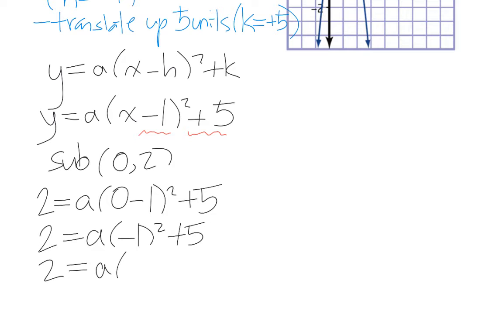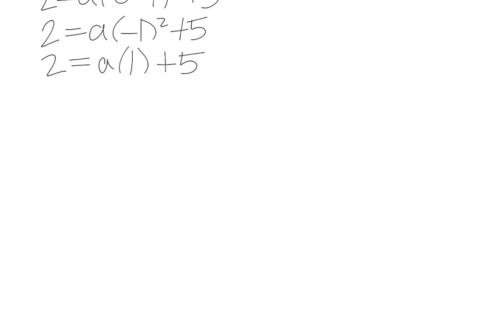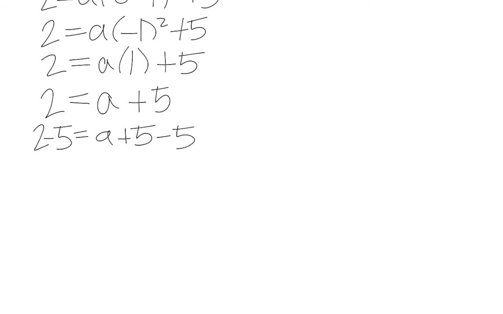Negative 1 squared is negative 1 multiplied by itself, which is positive 1. And I'm going to need more space. And anything multiplied by 1 stays the same, so that's just a. And what you need to do here is you need to isolate a, so you need to subtract 5 from both sides. That cancels out. 2 subtract 5 is negative 3, which means a is negative 3. I'm just going to reverse this. So a is equal to negative 3.